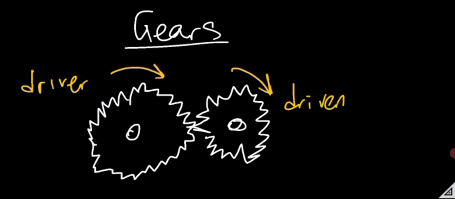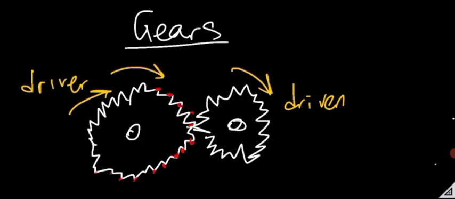Because when this driver gear is rotating, since this one is connected to it, this one too will also rotate. So this is the driver and this is driven. Now the number of teeth here: 1, 2, 3, 4. If we continue to count, we begin to get it clearly.